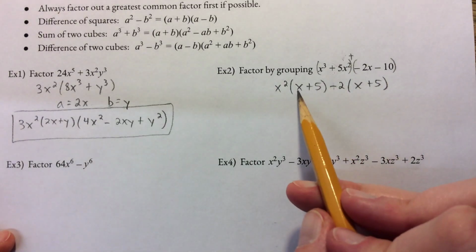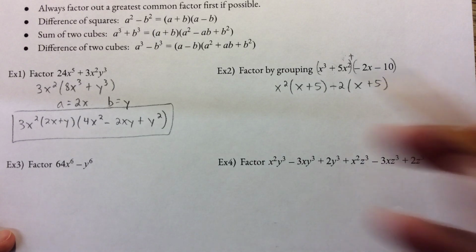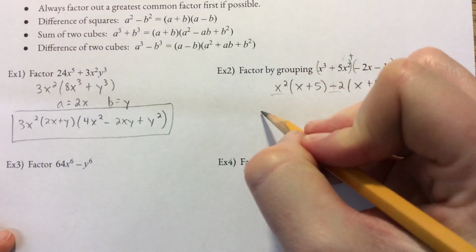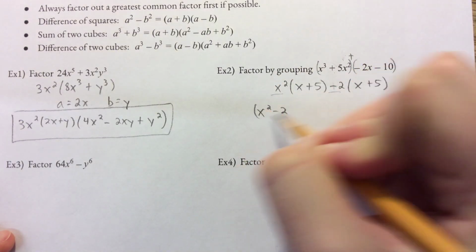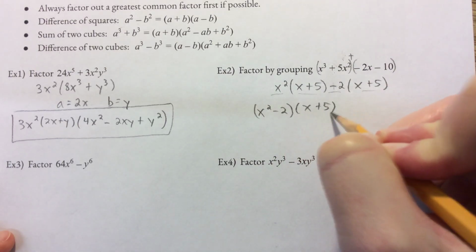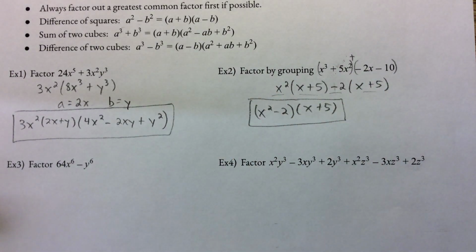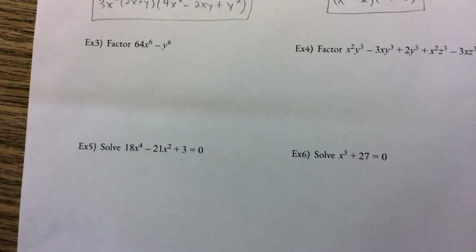This is the thing about grouping, is these things in the parentheses always have to match up. So now the parts in the front come together, x squared minus 2, and then these factor together into one factor here. So this is the factored form of this polynomial. Alright, example 3.